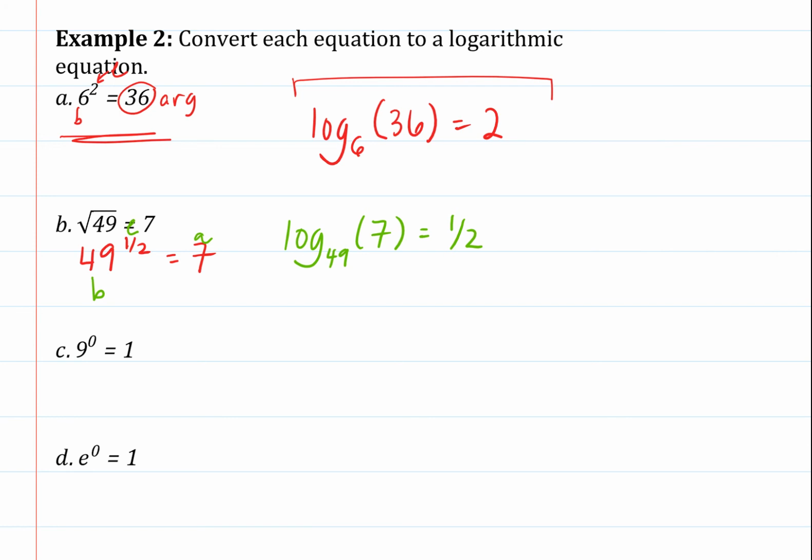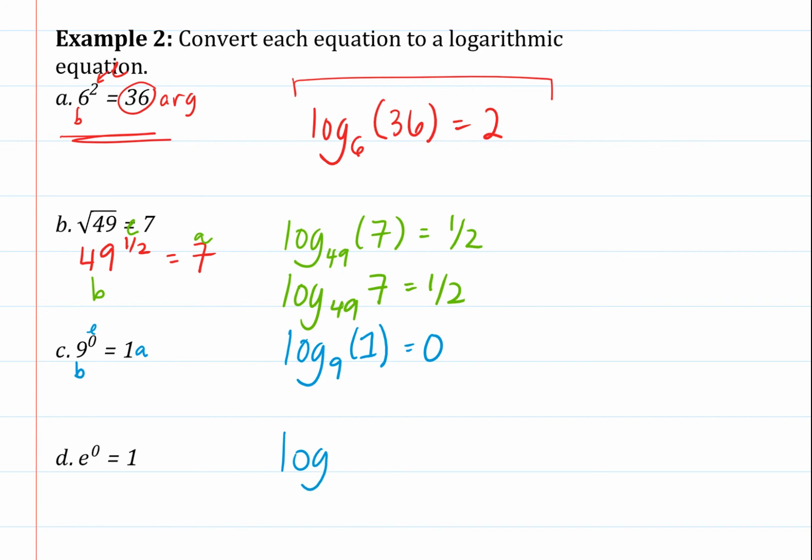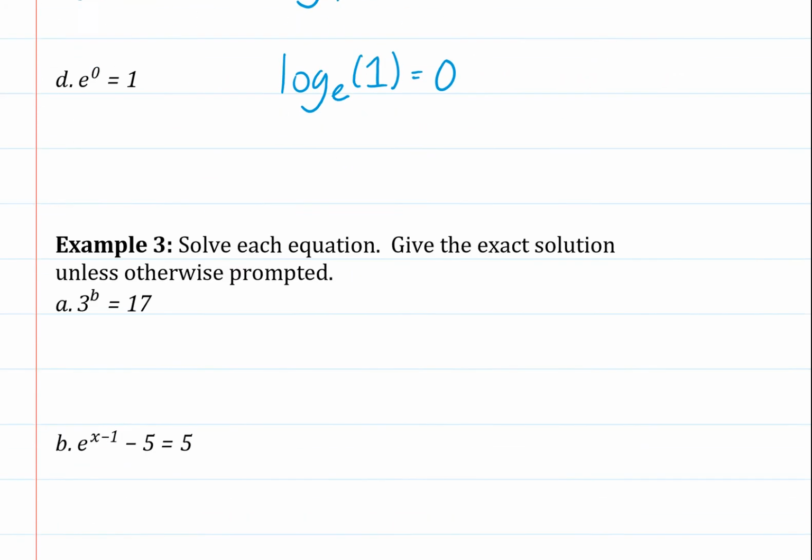Now, you don't have to use parentheses around the argument. You could also just write this as log base 49 of 7 is 1/2. But you'll see in the next example why I think the parentheses help separate the argument from anything that's not inside of the logarithm. Okay, 9 to the 0 is 1. Again, our base is the thing holding up the exponent, and the argument is the thing on the other side of the equation. So we have the log base 9 of 1 is 0, and likewise the log base e of 1 is 0. We know that. Anything to the 0 power is 1.